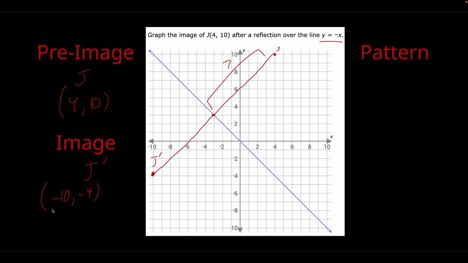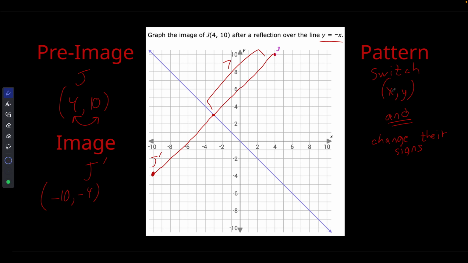And again, if you want to pause the video and see if you can figure out the pattern here, the answer is coming in 3, 2, 1. The pattern here is that we switch the x and y, and we change their signs. They were both positive, they both became negative, and they changed location. The x became the y, the y became the x. So in words, switch the x and the y and change their signs. Again, if you want the math notation for the words, it would be like this. You switch the x and the y and you change their signs.